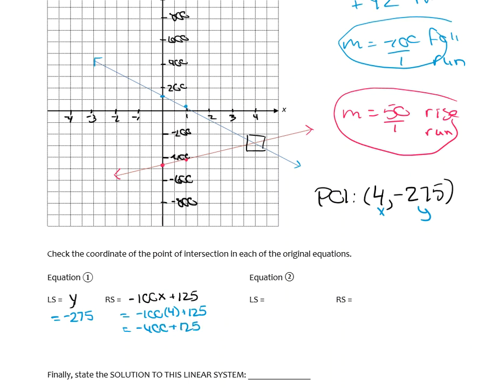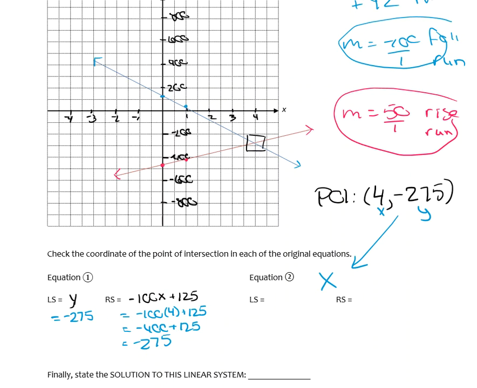So did we get our left side to equal our right side? Well, we absolutely did. This is negative 275. So what that means is 4, negative 275 is on the blue line. It's on the blue line for sure. It doesn't mean it's the point of intersection, because if that point doesn't work in equation 2, then all we've done is prove we found a spot on the blue line. I could sub in anything here, and it would work out left side, right side. I don't want any point, I want this point.